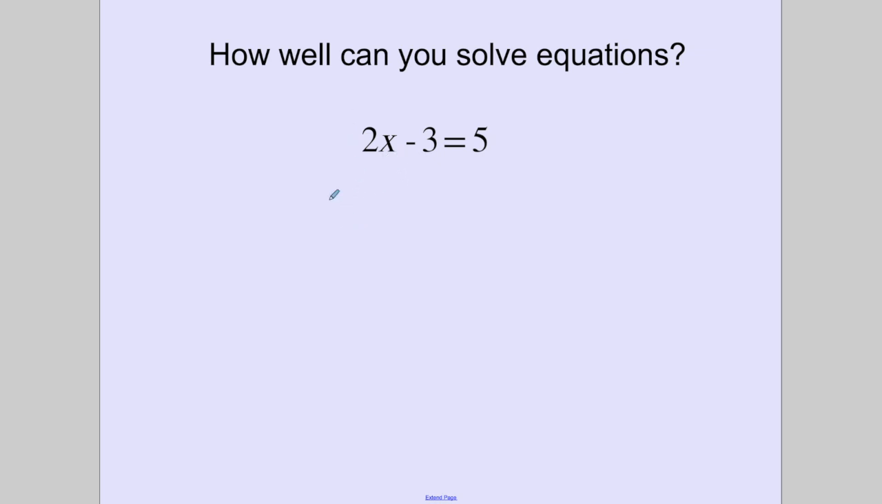So an equation like this, very basic, plus 3, 2x equals 8, x equals 4. I promise you, I never lie. Easy peasy, right? Next, let's do another one.